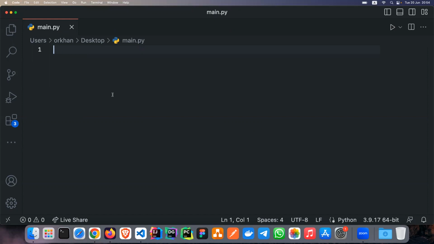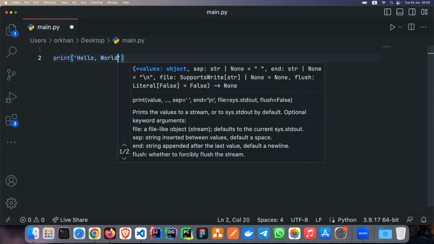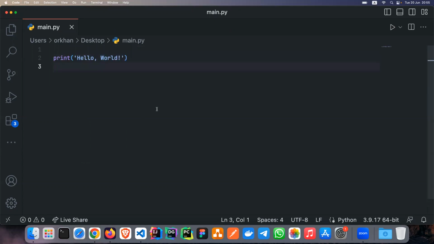As usual, every programmer, when they start their programming journey, writes hello world. So we will print hello world, okay? Just this line: print, and then inside the brackets we write hello world, but we need to write it inside quotes. Double quote or single quote doesn't really matter. It's okay.